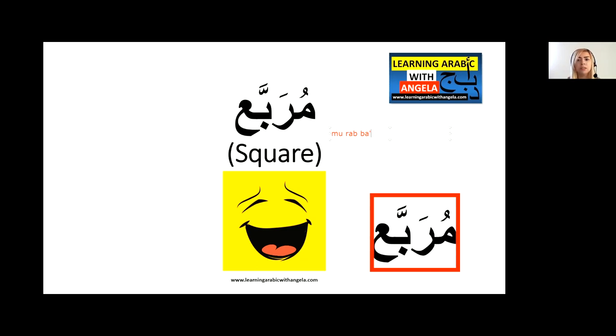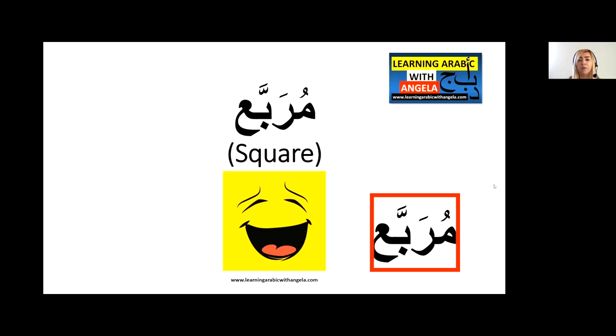We can also split the word into phonetic sounds. Mu-rab-ba. Because we actually have over here a ba with sukoon and another ba with the fatha. So whenever you see the gemination, it's a combination: the first letter will have a sukoon and the second letter, whatever vowel you see on the word. So mu-rab-ba.